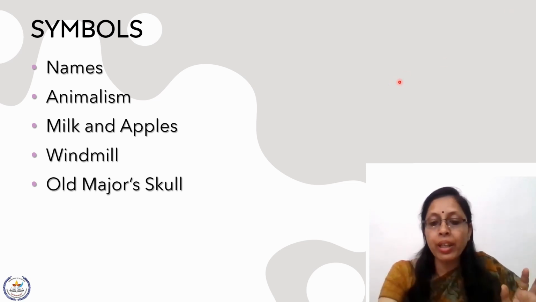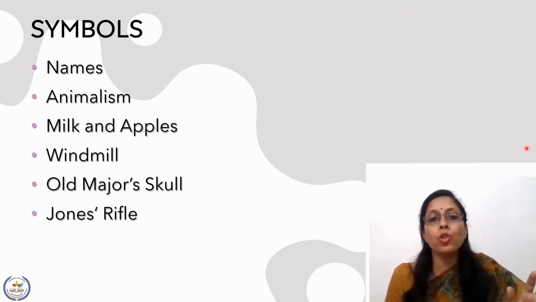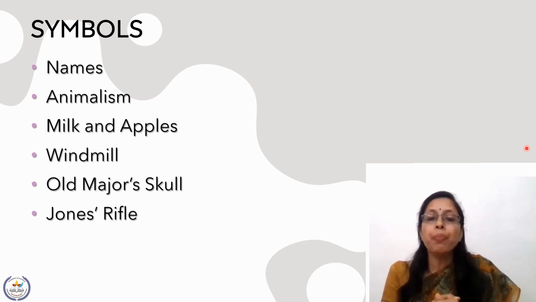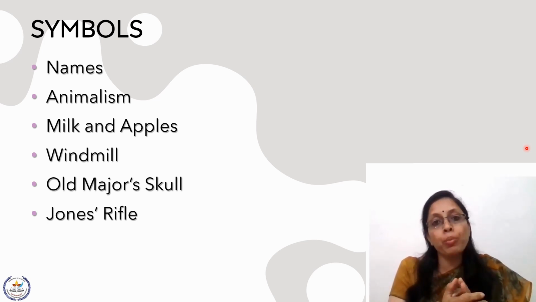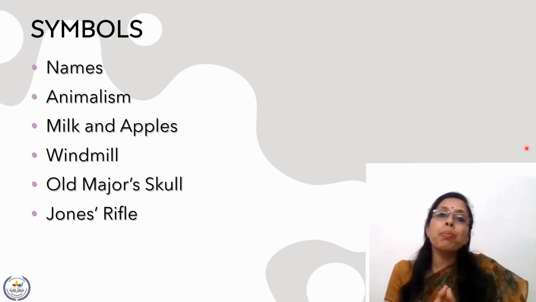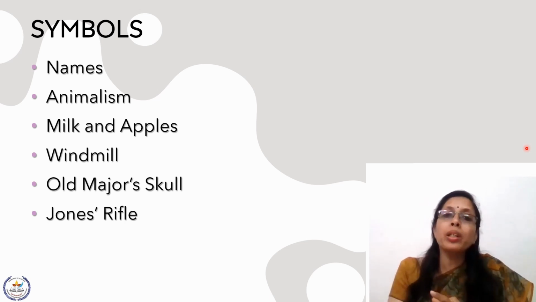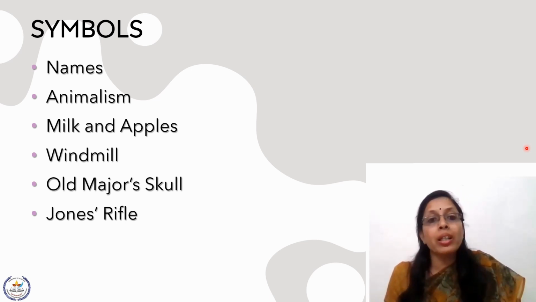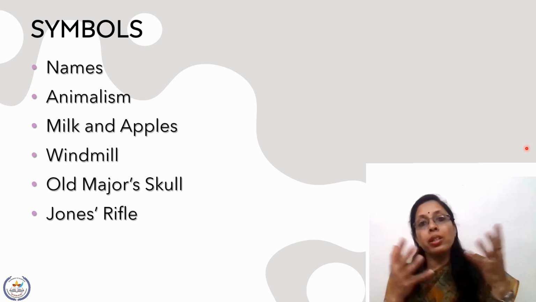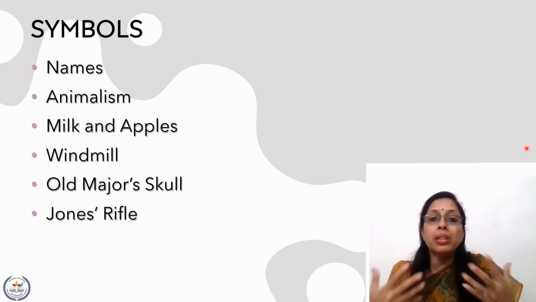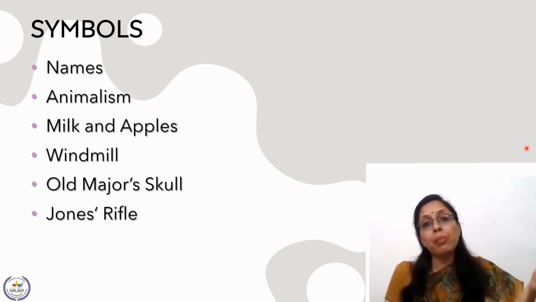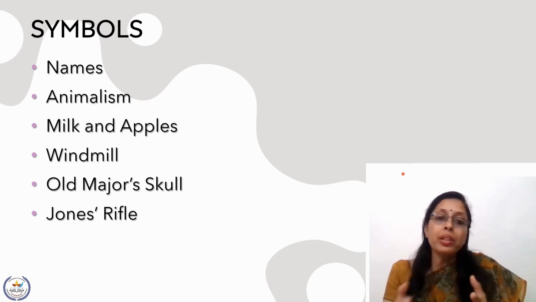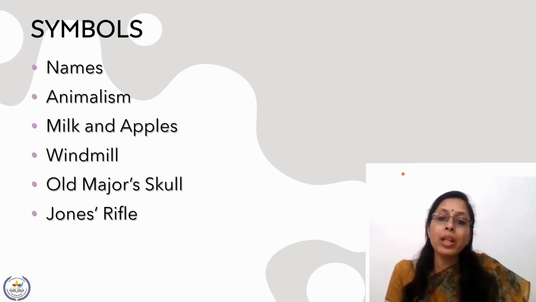And then we have the symbol of Mr. Jones's rifle. Mr. Jones left his rifle behind when his men retreated from the Battle of the Cowshed. The rifle is a symbol of the animals' victory over their human enemies, and it is fired in celebration of the anniversaries of their greatest victories. It becomes a symbol of the rebellion, of the Battle of the Cowshed, and of the bravery of the animals. So these are some of the symbols that George Orwell has used in the novella.